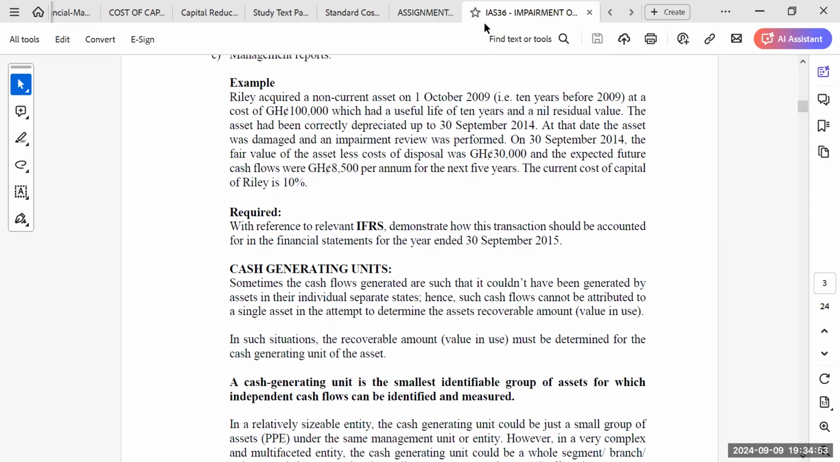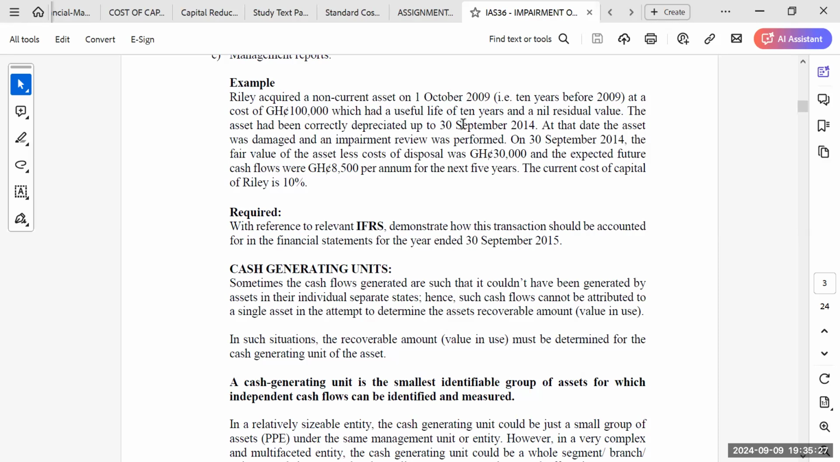Really acquired a non-current asset on 1st October 2009. Forget about the part saying it was 10 years before 2009. How can you acquire assets and it will be 10 years before 2009? Pay attention to the dates. Really acquired a non-current asset on 1st October 2009 at a cost of 100,000 cedis, which had a useful life of 10 years and a nil residual value.